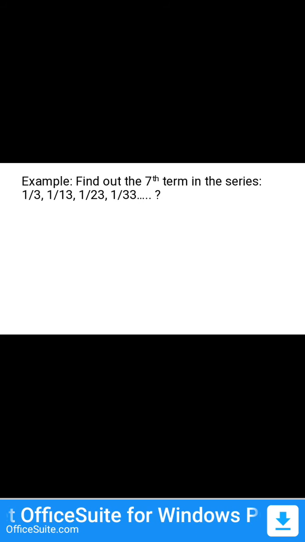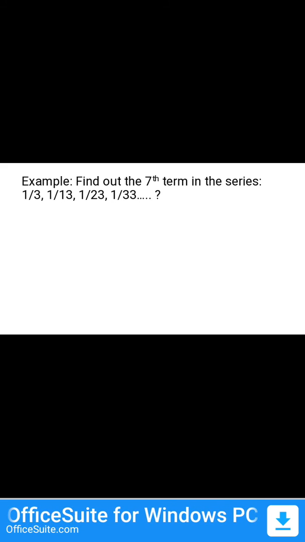Find out the 7th term in the series 1 by 3, 1 by 13, 1 by 23 and 1 by 33. Now the first thing for us is to ascertain whether this is an HP or not. At least this is not an arithmetic progression for sure, which you can find out by subtracting the earlier number from the number that appears later. For example, 1 by 13 minus 1 by 3 or 1 by 23 minus 1 by 13, you will see that the differences are not equal, and that is why this is not an arithmetic progression.